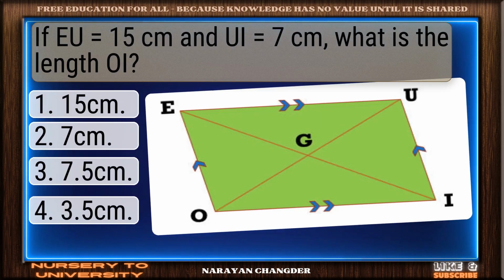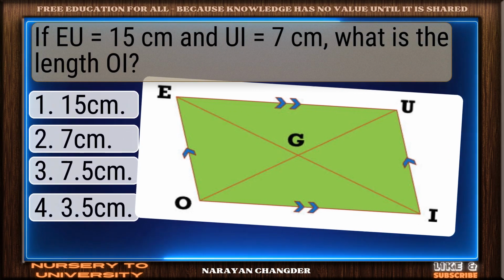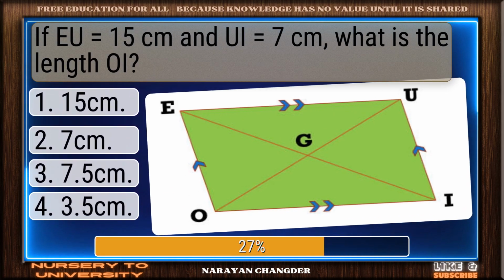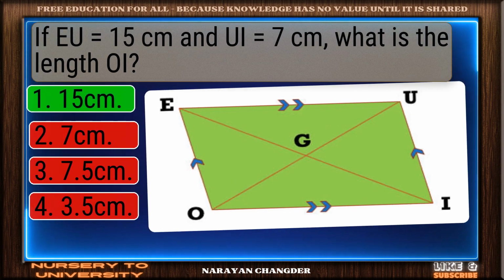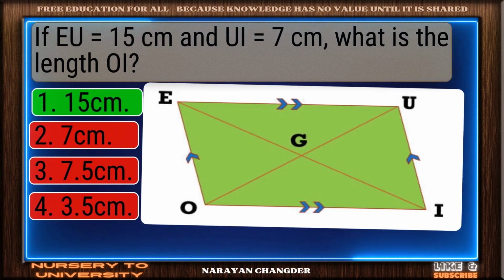Question number 22. If the length of one segment is 15 and the other is 7, what is the length of the median? Sharp thinking. 15 cm is the right choice.